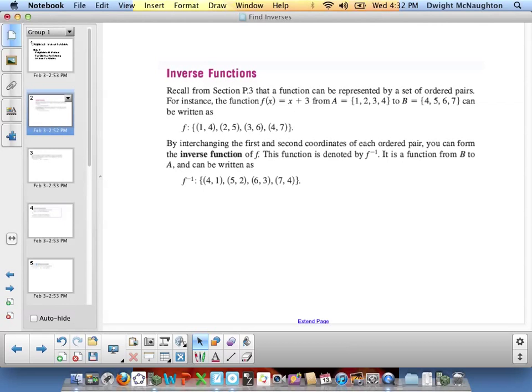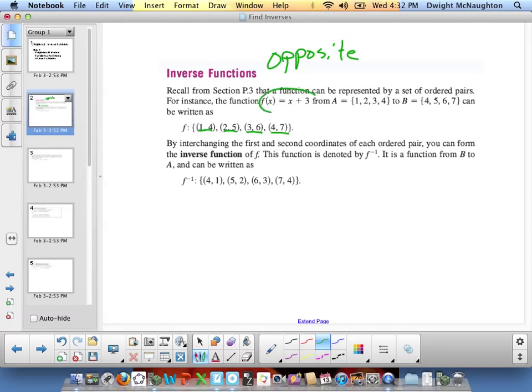So first off, the definition of inverse functions. Inverse, in one word, means opposite. The inverse is an opposite of a function. So for example, if we got the ordered pairings (1, 4), (2, 5), (3, 6), (4, 7), which comes from the function x plus 3, the opposite of that would be (4, 1), (5, 2), (6, 3), and (7, 4). So we just switch them around, and instead of being x plus 3, we did x minus 3.